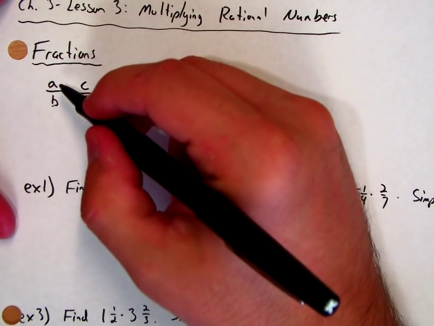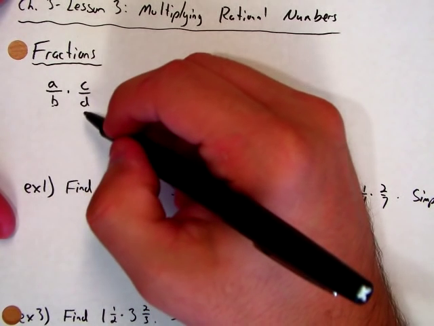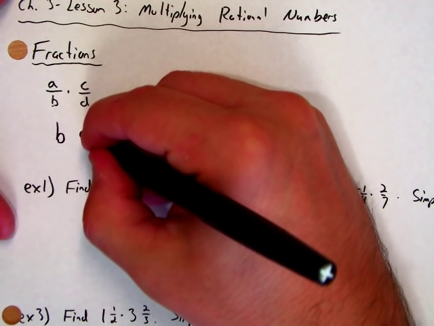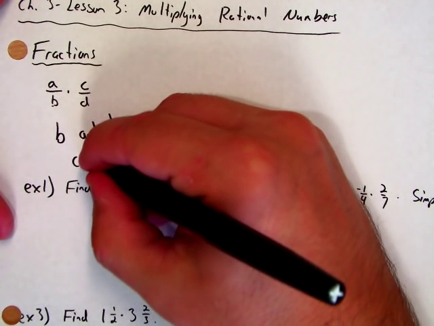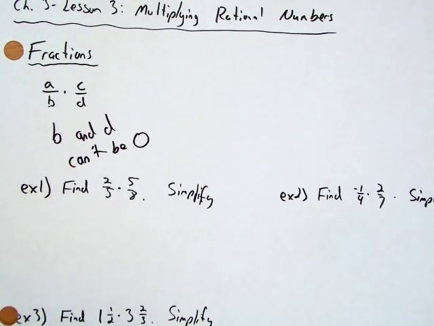It doesn't actually matter what the letters represent. They just cannot be 0 where B and D are. So B and D can't be 0, because if they were, that number would be undefined. That is not an okay thing to do.